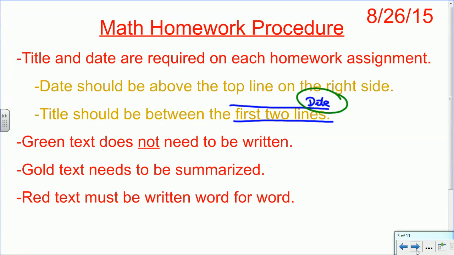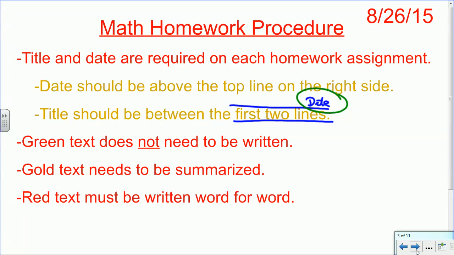Then I have a few notes about what you will be expected to actually include in your notes section. The first note says that green text does not need to be written. The next says gold text needs to be summarized but not written exactly as it appears on the slide. And finally, red text must be written word for word. So you can tell that this random coloring of this page starts to make a little bit more sense. That date at the top, the title, those are both in red. Those need to be on every single homework assignment.